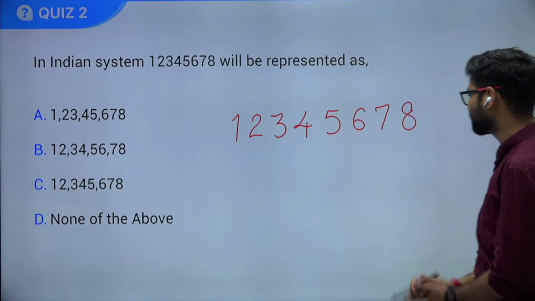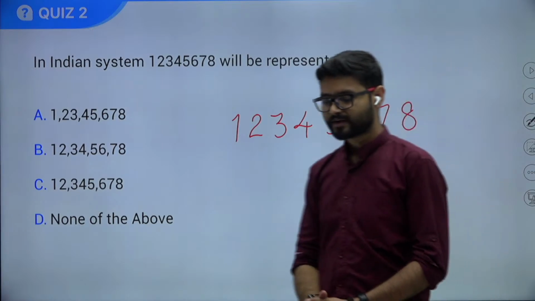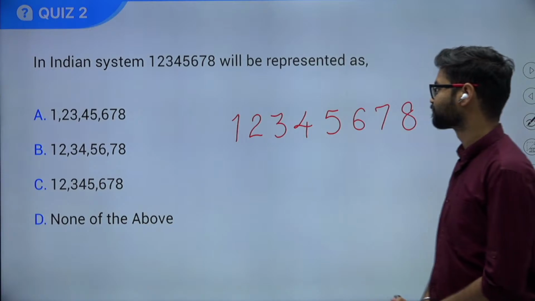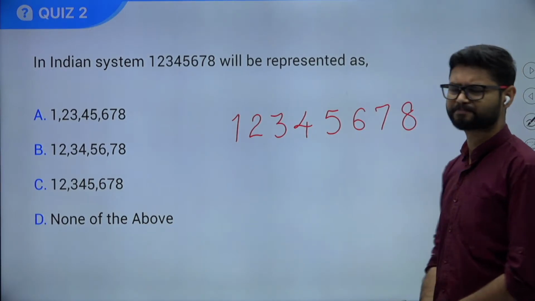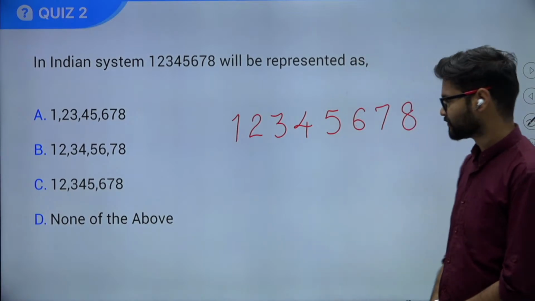I'm so excited to see who will give me the fastest answer. Come on. In the chat box, please represent this number in the Indian system. Quickly, it won't take much time.